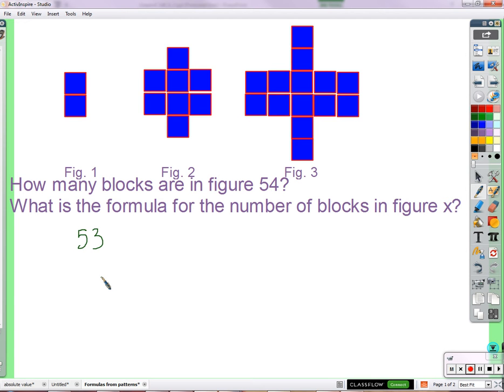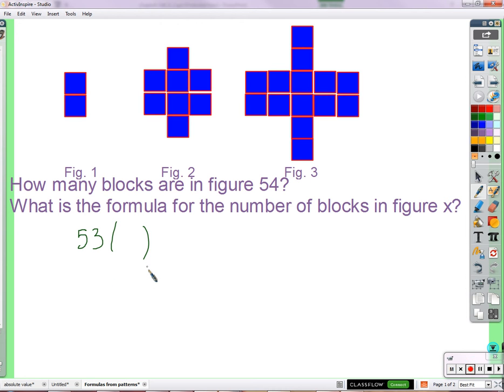53 steps to 54. Thank you. 53 steps to get to 54. So always the number of steps is? It's 1 below the number itself. Yeah, 1 below the figure number. Right? Okay, so 53 times?